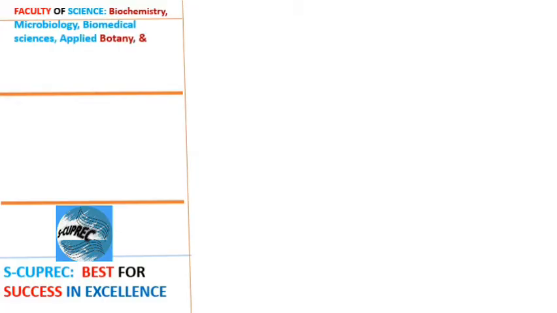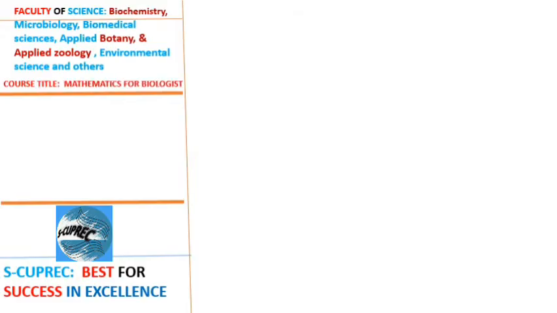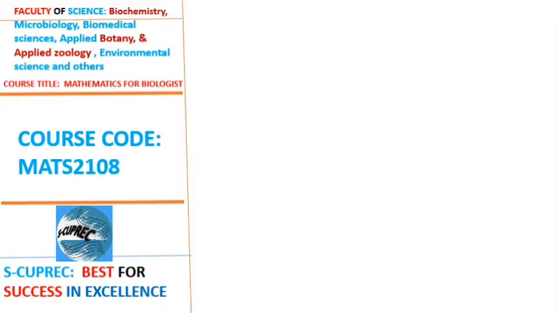Let's get straight into today's lesson. Today's lesson is dedicated to the Faculty of Science, Departments of Biochemistry, Microbiology, Biomedical Sciences, Applied Botany and Applied Zoology, Environmental Sciences, and others, not forgetting the Department of Geology as well. The course title for this lesson is Mathematics for Biologists, and the course code is Maths 2108. Please, in a university milieu, it's always good for you to master your course title and course code for any course you're offering.